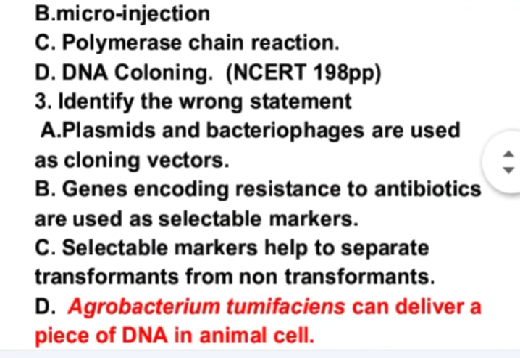Next is, identify the wrong statement. We have been given four statements and we have to identify the wrong statement. The first is plasmids and bacteriophages are used as cloning vectors. Correct. Genes encoding resistance to antibiotics are used as selectable markers. Yes, this is also correct. Next is selectable markers help to separate transformants from non-transformants. Yes, this is absolutely correct.